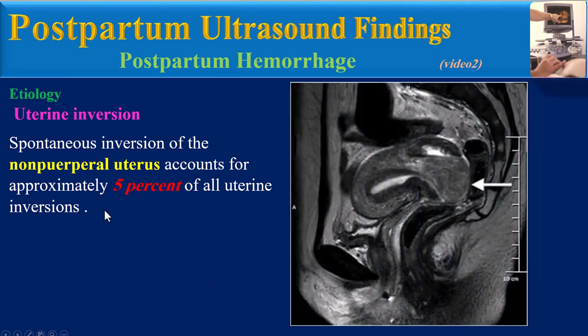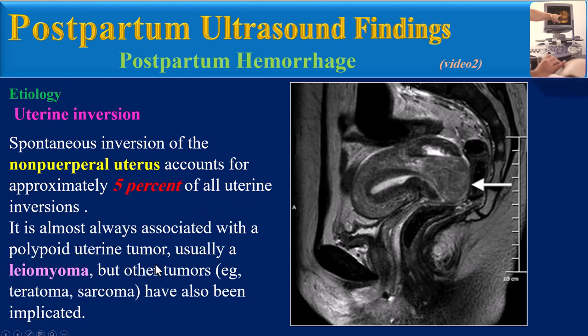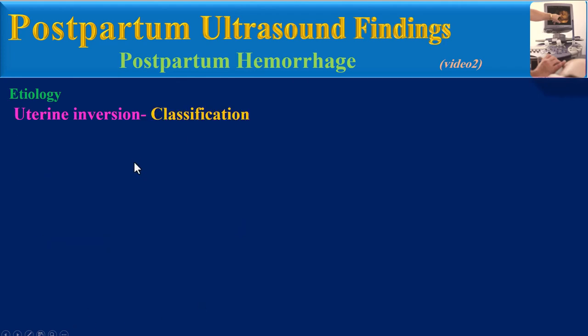Spontaneous inversion of the non-puerperal uterus accounts for approximately 5% of all uterine inversions. It's almost always associated with a polypoid uterine tumor, usually a leiomyoma, but other tumors, for example teratoma or sarcoma, have also been implicated. Classification.